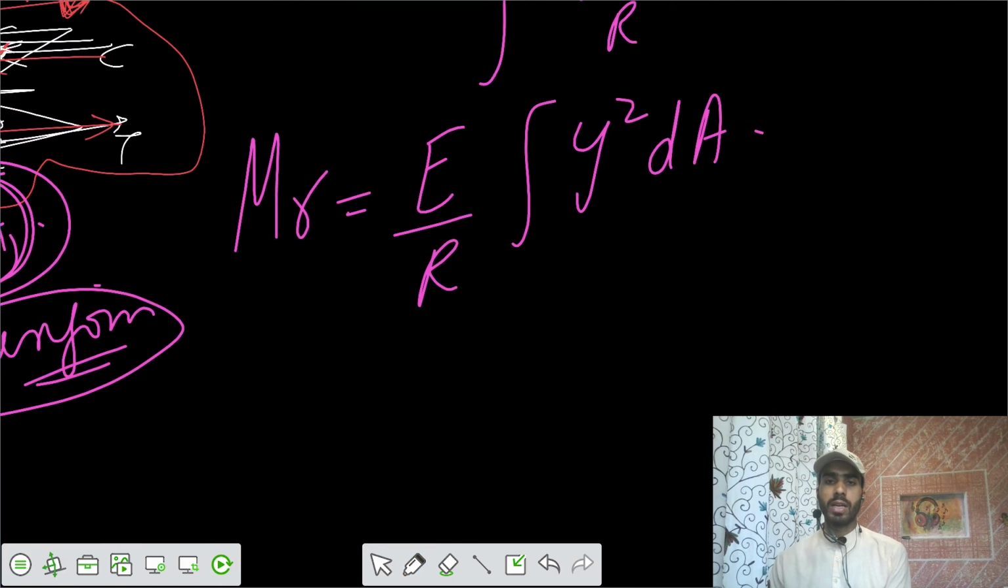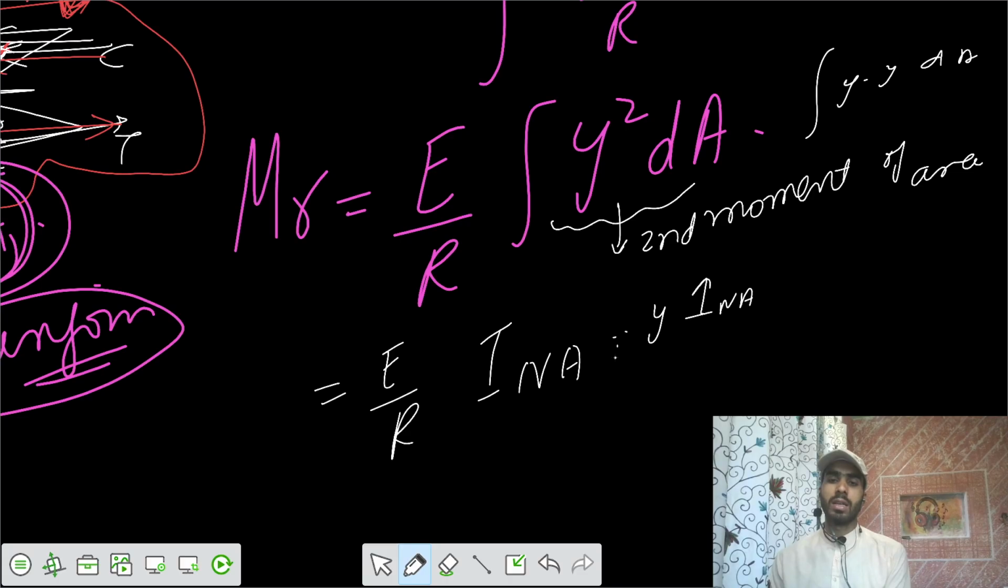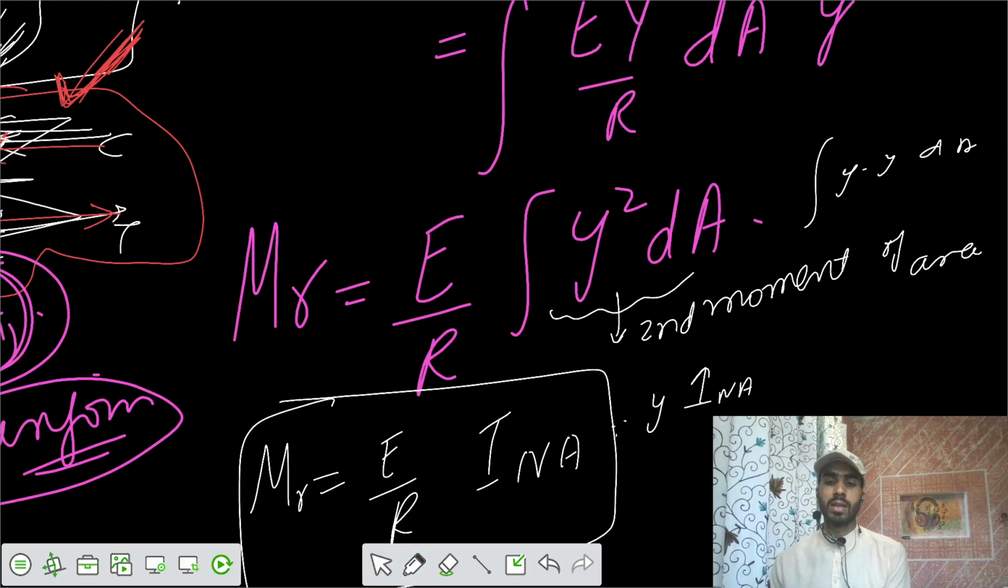Now, what is this value, the integral of y squared dA? That is the second moment of area. That's y into dA. So the second moment of area, we say that equals I, and that's the moment of inertia, but it's about the neutral axis because y is measured from the neutral axis. So we say the moment of resistance equals E by R into I about the neutral axis.